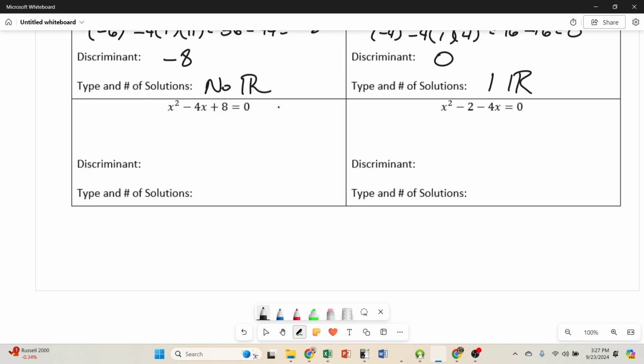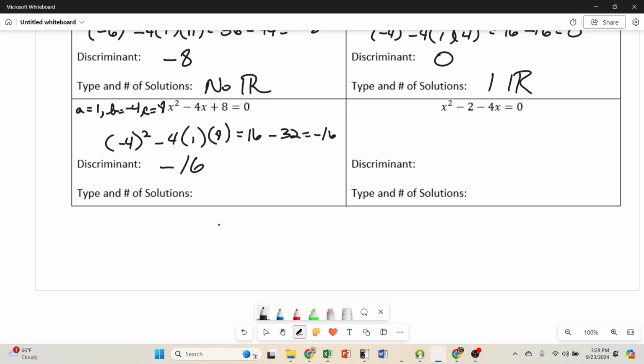We've already got it in the proper form. Thank goodness. I'm kind of tired of doing that. So this is a is equal to 1, b equals -4, c equals 8. -4 squared minus 4 times 1 times 8, which is 16 minus 32, which is equal to -16. So -16 is the discriminant. 0 real number solutions. Right? No real number solutions.